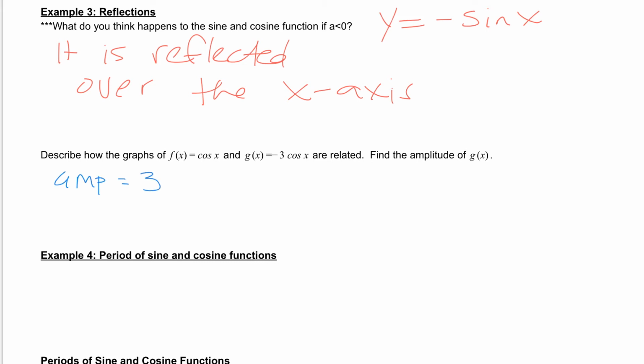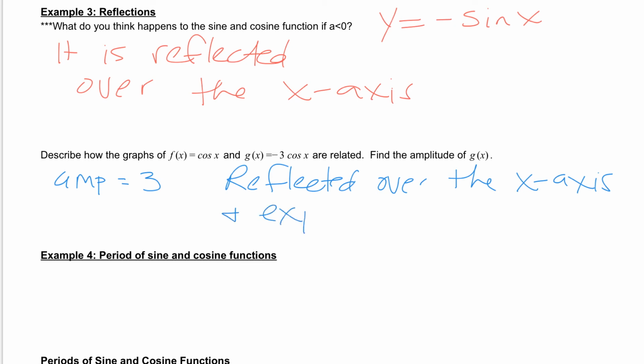Then if we describe how the graphs are different, there are actually two things that are happening. Because we have the negative sign in front, we can say that this graph is reflected over the x-axis, and because we have an amplitude of 3, that tells us that we are expanding it, so it's reflected over the x-axis and expanded vertically by a factor of 3.